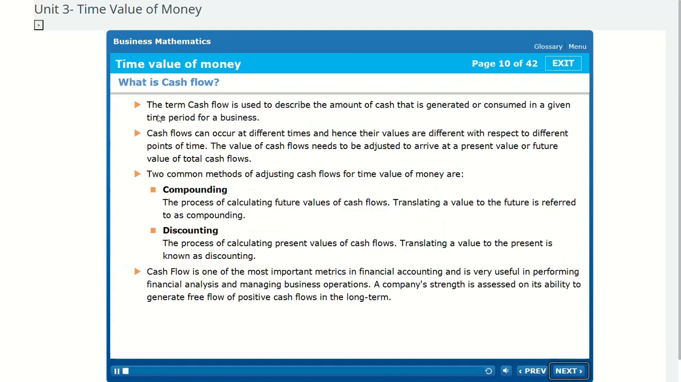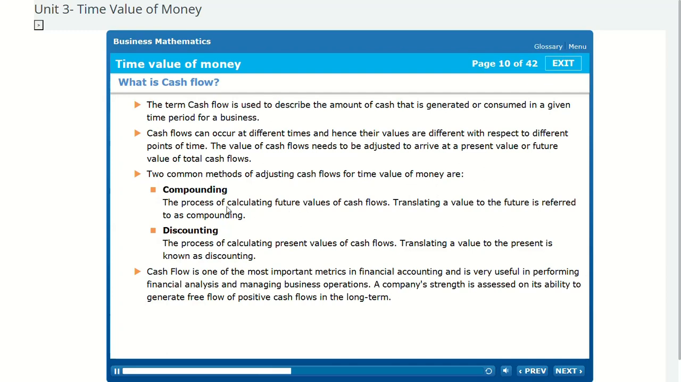What is cash flow? The term cash flow is used to describe the amount of cash that is generated or consumed in a given time period for a business. Cash flows can occur at different times, and hence their values are different with respect to different points of time. The value of cash flows needs to be adjusted to arrive at a present value or future value of total cash flows. 2 common methods of adjusting cash flows for time value of money are compounding.